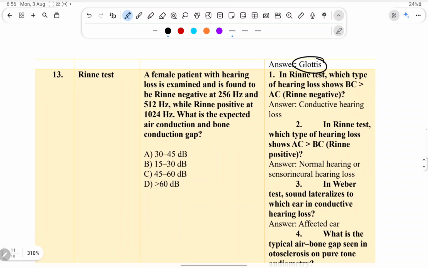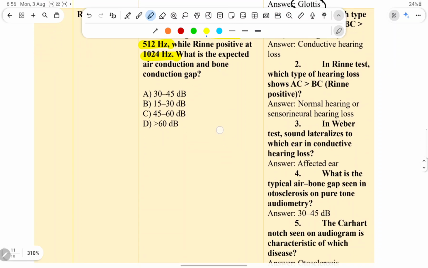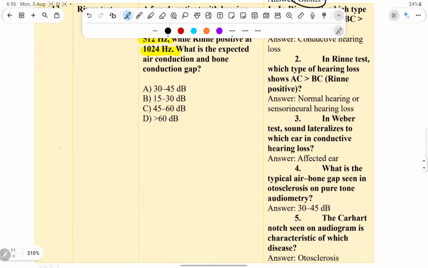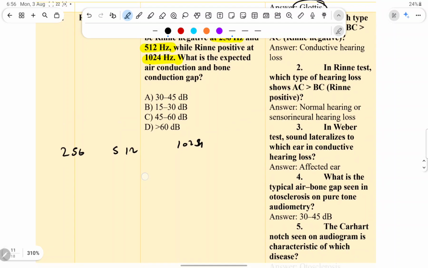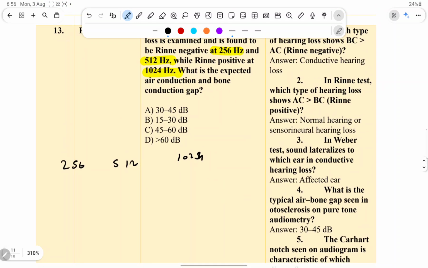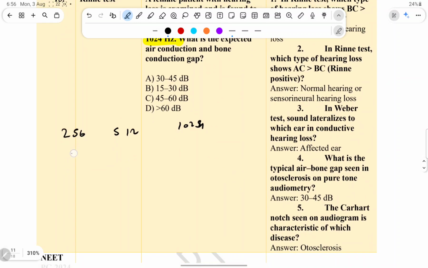Next, Rinne's test. Let's see the question. A female patient with hearing loss is examined and found to have Rinne negative at 256 and 512, while Rinne positive at 1024. What is the air conduction gap? Let's see the basics. We have three tuning forks of 256, 512 and 1024 hertz. So we can expect negative for all, negative for both, like this.